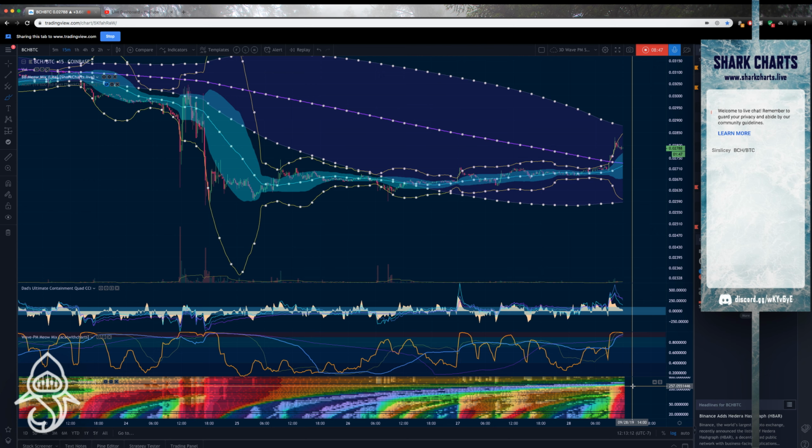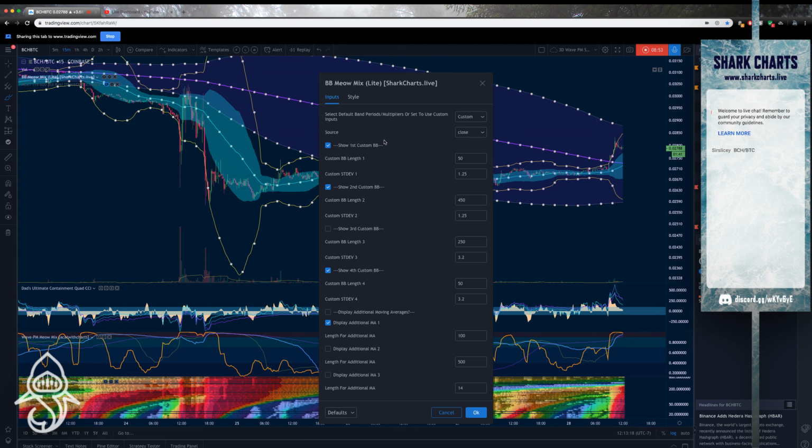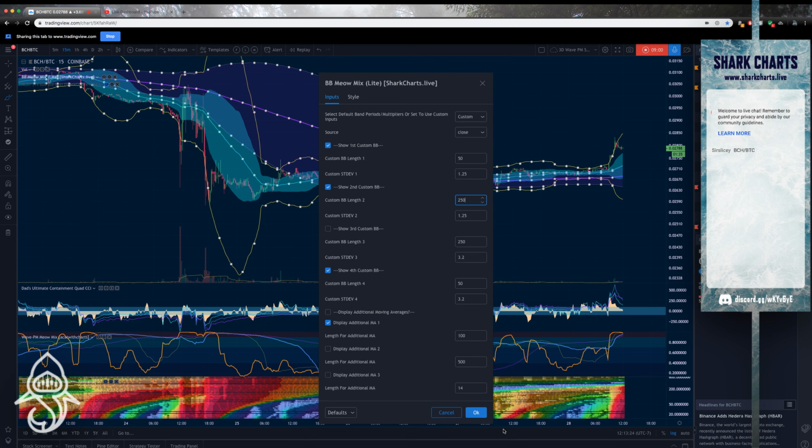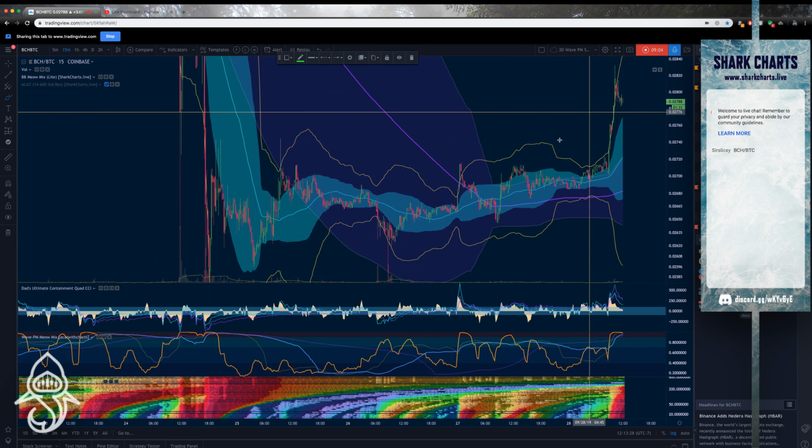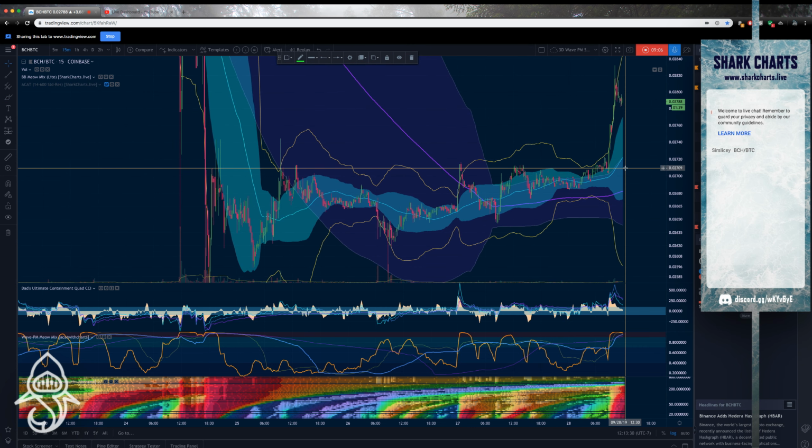It's not 450, it's 250. Okay, I thought I was going crazy. There's no way we're generating an overexpansion while we're still inside the 1.25 standard deviation. It's just impossible. It cannot happen. So, there we go, that makes sense. That's why we're generating expansion, because we're outside the 1.25 standard deviation on the 250 period.